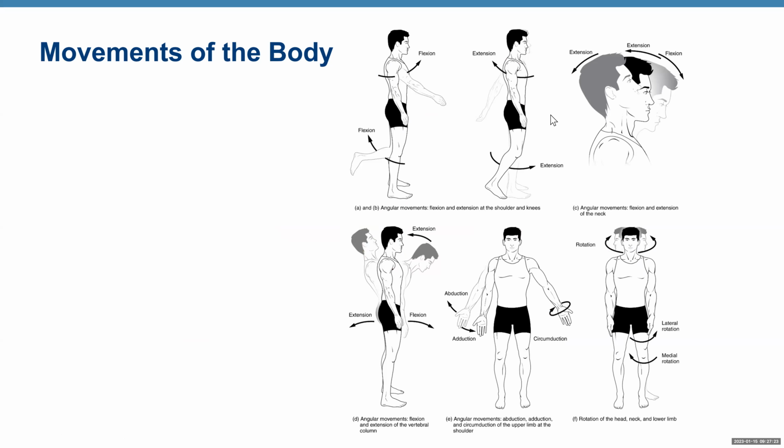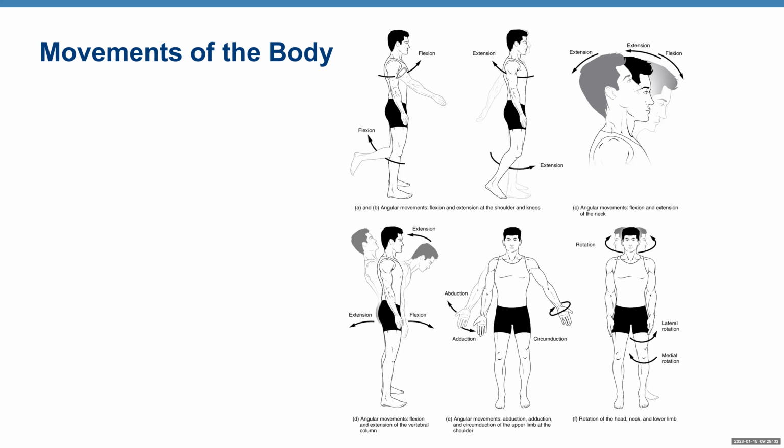Movement of the body. Okay, so let's look at the movements given here. So the first pair of movements is flexion and extension. And of course, there is flexion of the arm and there is extension of the arm, there is flexion of the knee and extension of the knee. Flexion is when we reduce the angle between two bones.